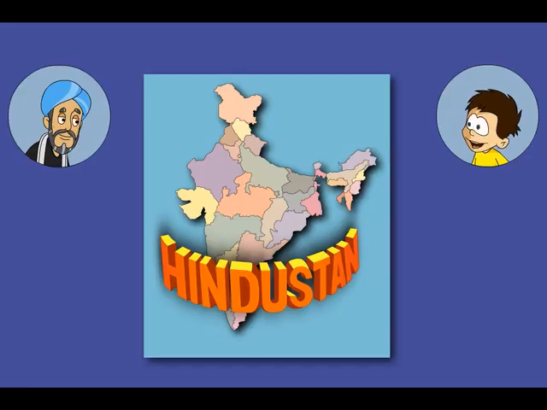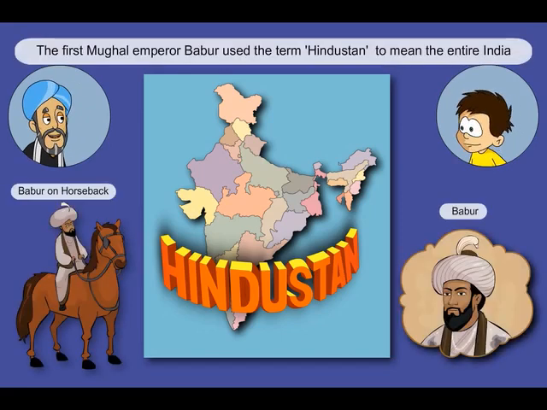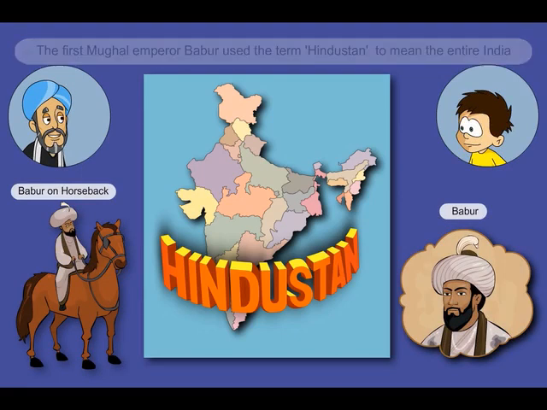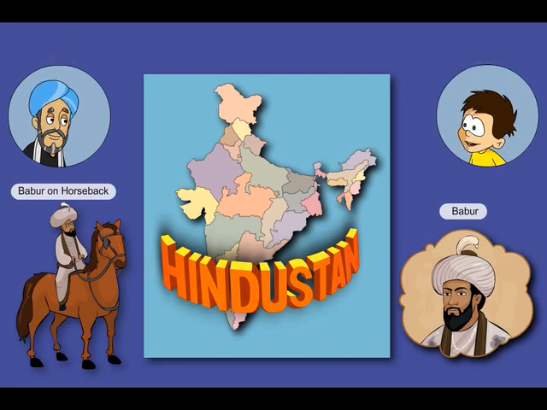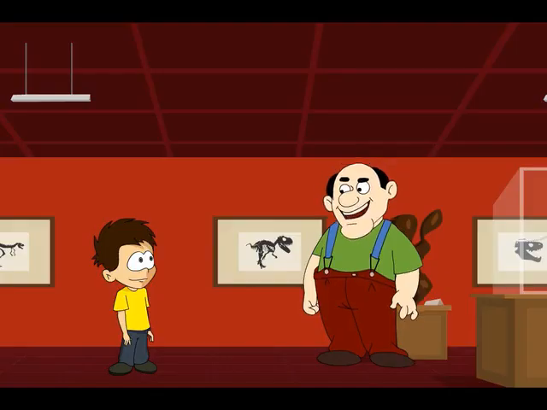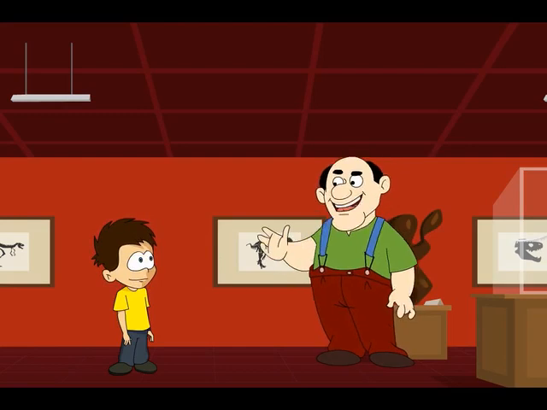It sounds interesting enough. But how did Hindustan take the meaning of entire India? It was Babur who used Hindustan to mean the entire India in the early 16th century. He used the word Hindustan in his writings. You mean the first Mughal emperor? Spot on. So, you see how meanings of the same word change with time?